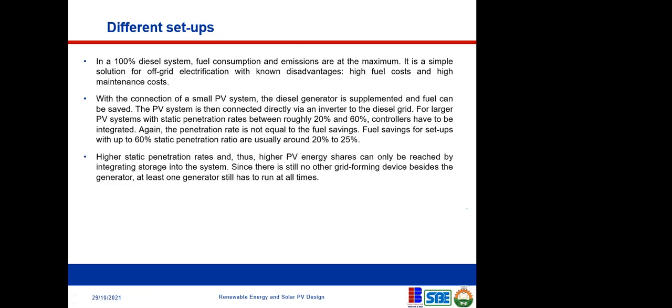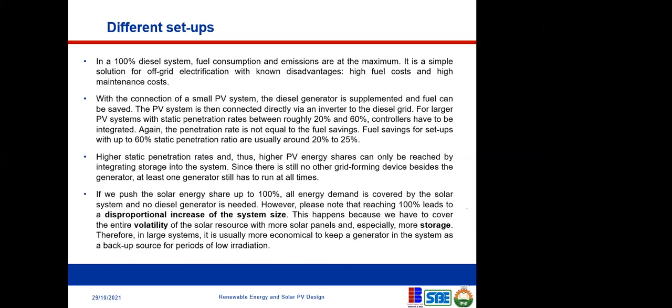So a higher static penetration rate and thus higher PV energy shares can only be raised by integrating storage into the system. Since there are still no other grid forming devices beside generator, at least one generator still has to run all the time. I will explain this further as we go in this presentation. So if we push the solar energy share to 100%, all energy demand is covered by the solar system, and no diesel generator is required.